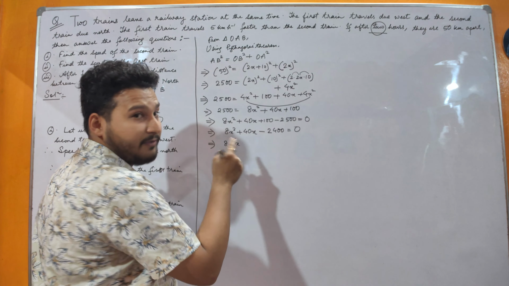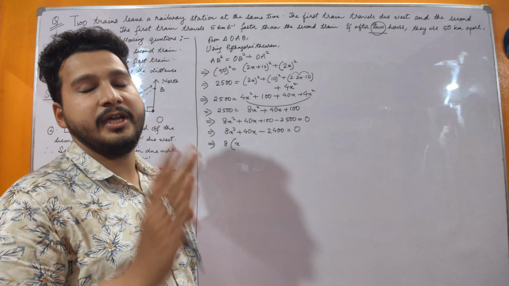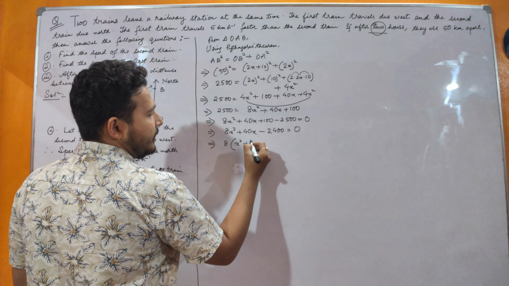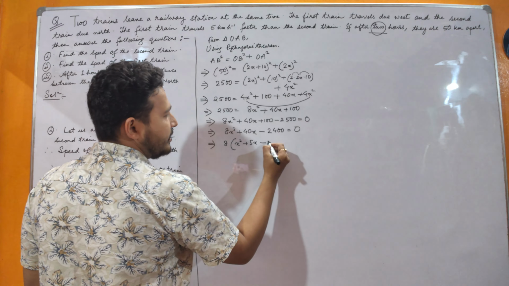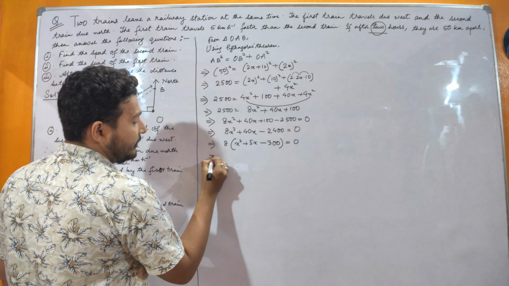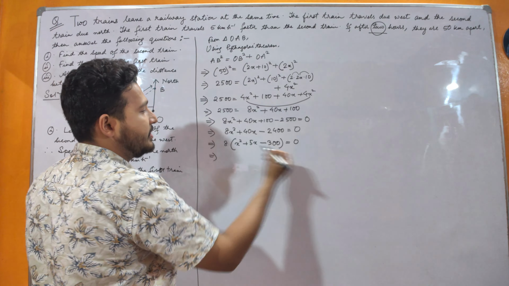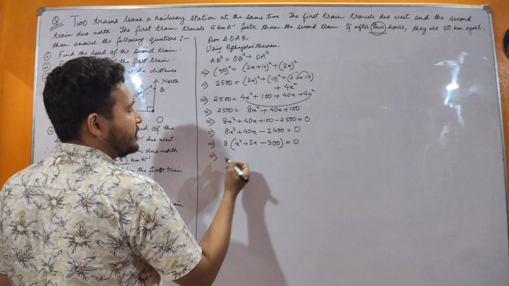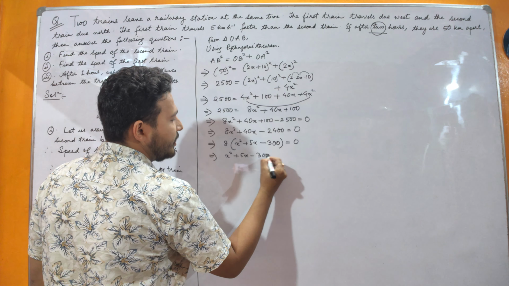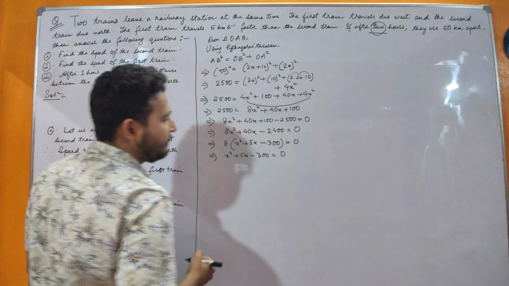Its factorization is very important for class 8, 9, 10, 11, 12. Factorization is a must. So x square plus 5x minus 300 equals to 0. Now, in the next step, 8 goes below 0. It's a style of solving equation. So it becomes x square plus 5x minus 300 gives 0 divided by 8 gives us 0.